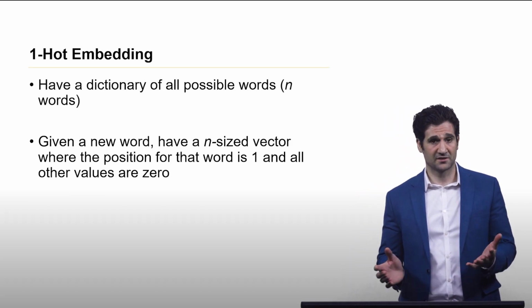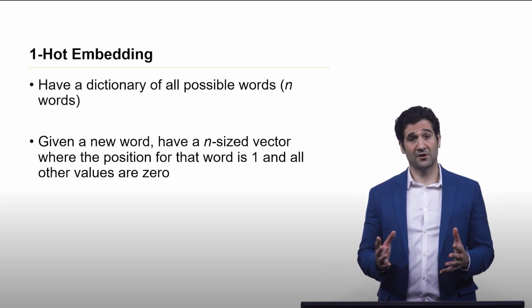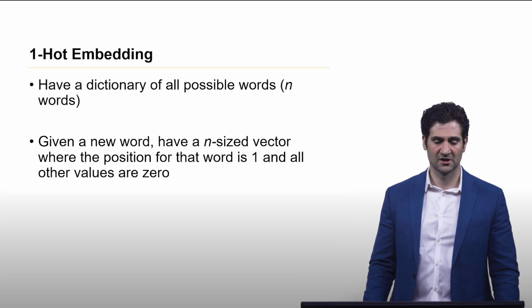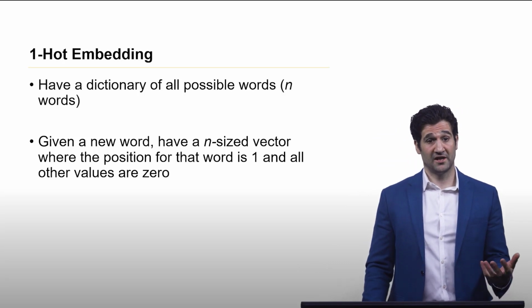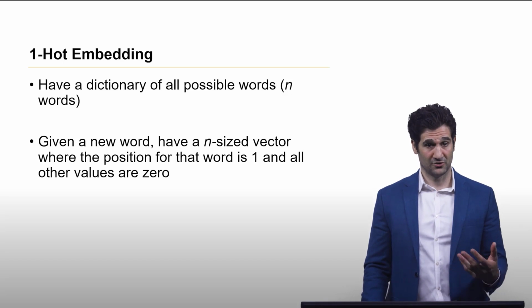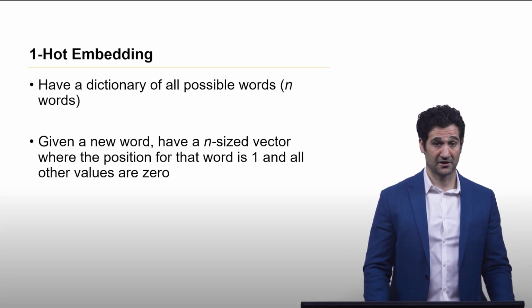One technique that's widely popular is what's called a one-hot embedding. Here you have a dictionary of all possible words, so we'll just say n number of words. And for each word, you have an n-sized vector where the position of that word is 1 and all the others are 0. So let's take a look at an example here.